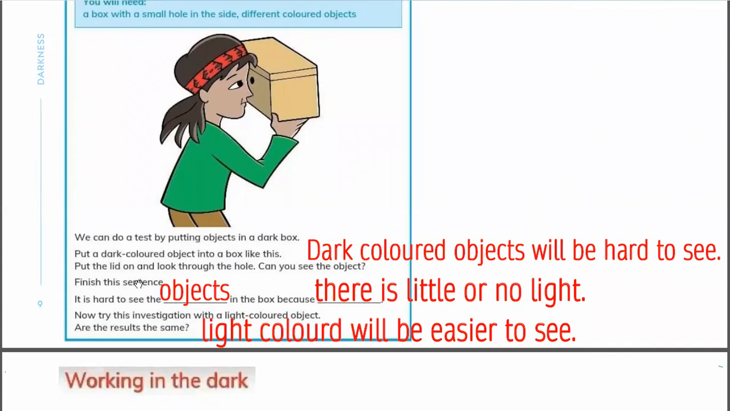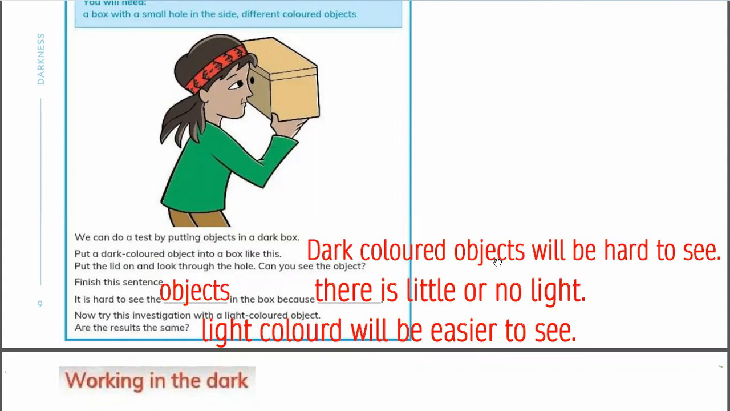Finish these sentences. It is hard to see the objects in the box because there is little or no light. Now try this investigation with a light colored object. Are the results the same? Light colored will be easier to see. So this is the same. It is the activity that we have learned about.